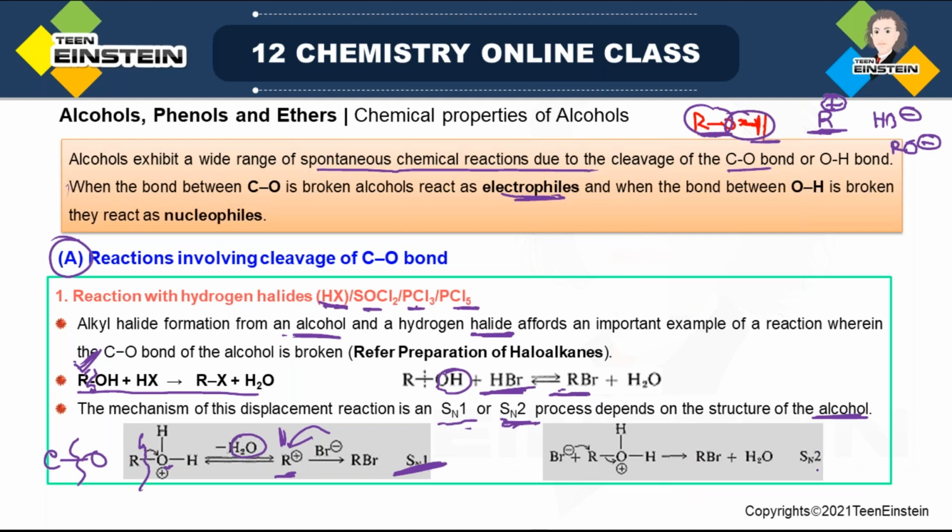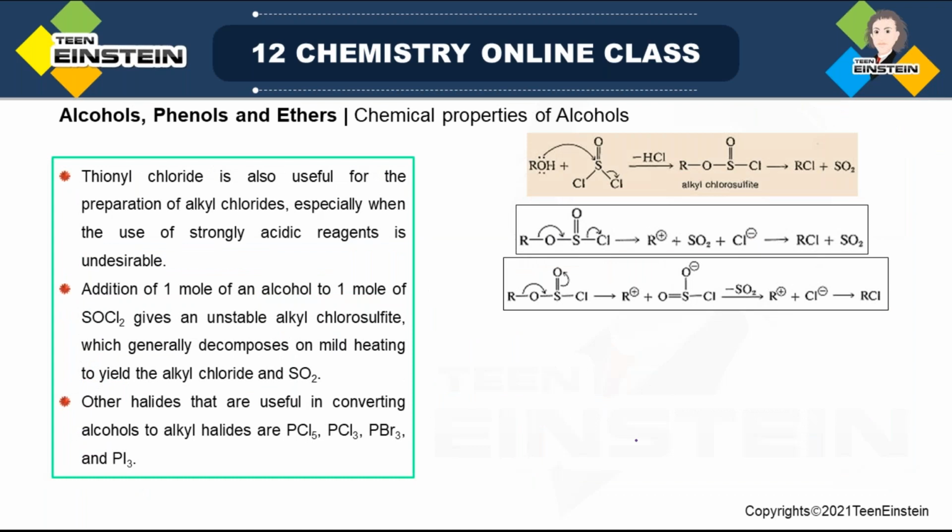If it is SN2 mechanism, it is a single-step reaction, and here directly the R-O bond cleavage and the carbon-Br bond formation both take place simultaneously. That is why Br minus attacks R from the back side and from the other side OH2 is removed. But whatever the mechanism, the final product is alkyl halide. This is number one example under cleavage of the C-O bond, and we have seen this example with HX.